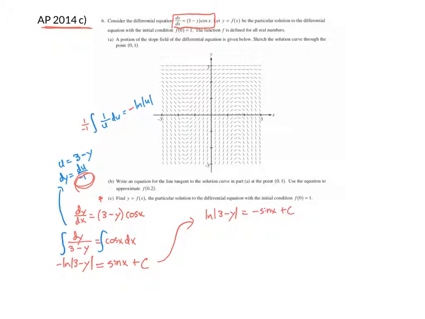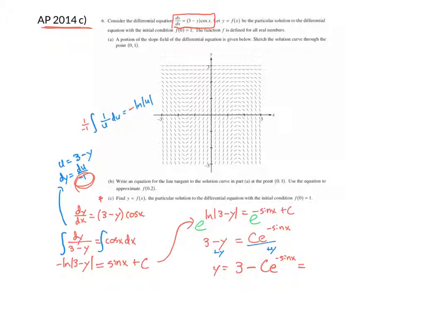This basically just flips the signs on things. And then I'm going to undo the ln with an exponential. We get 3 minus y equals ce to the negative sine of x. The way I like to think about this is adding the y to the other side and then subtracting the ce to the negative sine of x away. So that would give me y equals 3 minus ce to the negative sine of x.